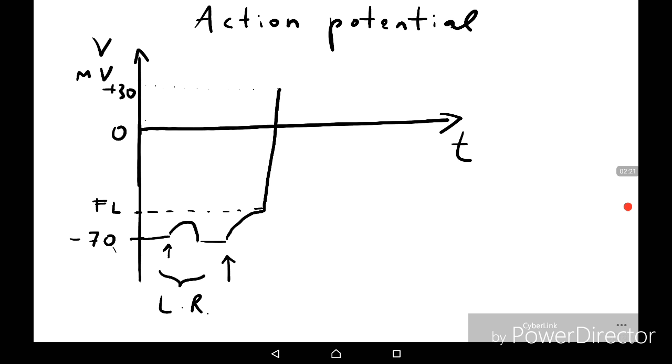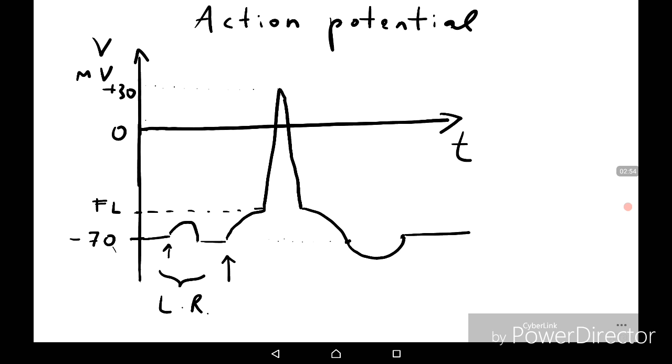When the highest potential, plus 30, is reached, sodium channels close and repolarization occurs. First, a rapid repolarization and then slow repolarization. And we may also indicate the part of the graph that reflects hyperpolarization from minus 70 to minus 80.